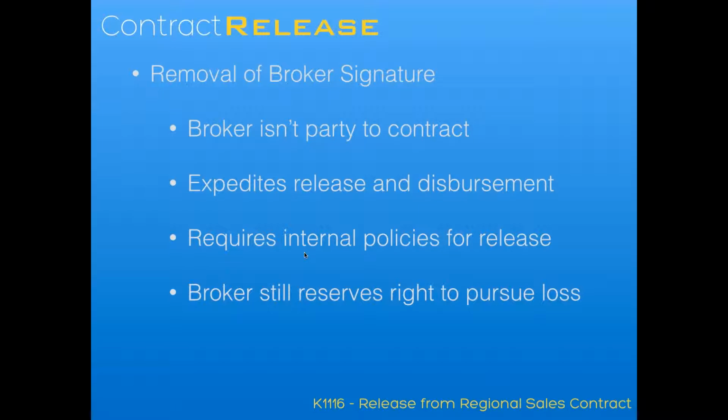The next change seems to have been a bigger, more impactful change than I think it needed to be. So we'll spend a couple minutes talking about that. That's K1116, which is the release from the regional sales contract. This is the form that the buyer and seller execute when they've agreed to release each other from the contract.